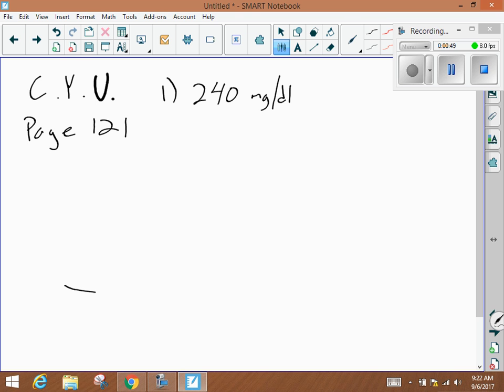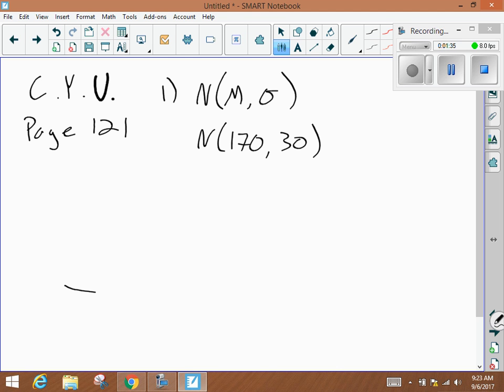What percent of 14-year-old boys... we're missing some info. I would love to know what this distribution looks like. The information I need to answer this question is: is it normal, what is my mean, and what is my standard deviation? So this is at 170, 30. Then I want to know what percent of 14-year-old boys have more than 240 milligrams of cholesterol. So I'm looking at X equal 240. That's all the information that I need to find this particular proportion.